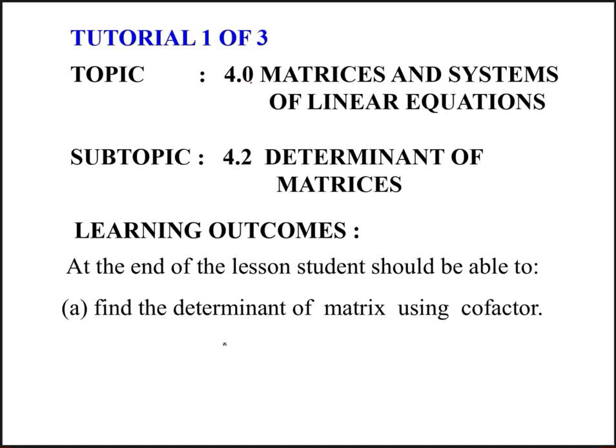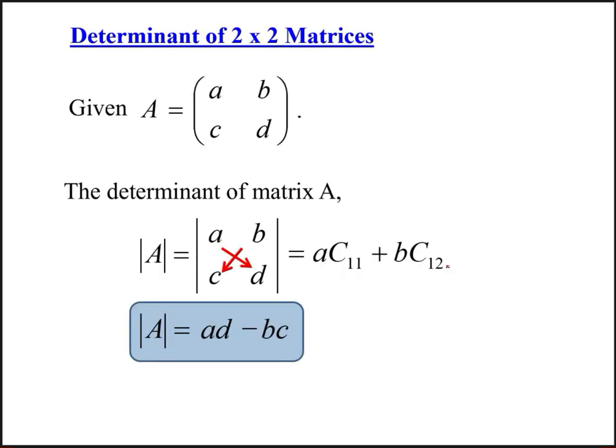Hi, in this video, we'll be talking about finding the determinant of a matrix using cofactors. How to find the determinant of a 2 by 2 matrix? Remember, I've mentioned the butterfly method, where you can just cross multiply: A times D minus B times C. But do you notice that this formula comes from finding the determinant of this matrix by using a cofactor?